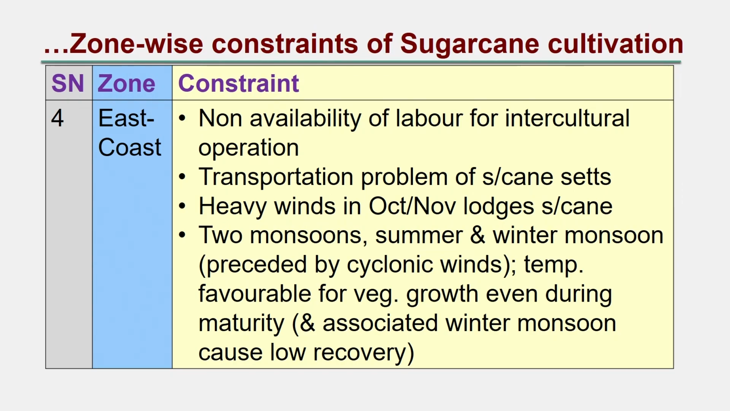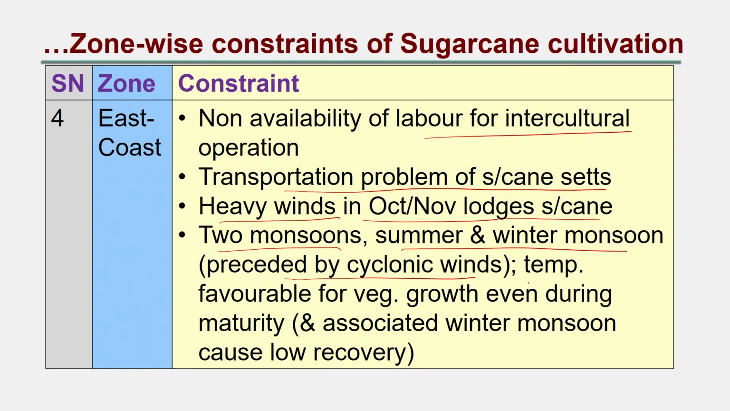East coast, non-availability of labor for intercultural operation, transportation problem of sugarcane sets, heavy winds in October, November and lodging can occur. Two monsoon, summer and winter monsoon preceded by cyclonic winds, temperature favorable for vegetative growth even during maturity, and associated winter monsoon cause low recovery. So these are some of the constraints.